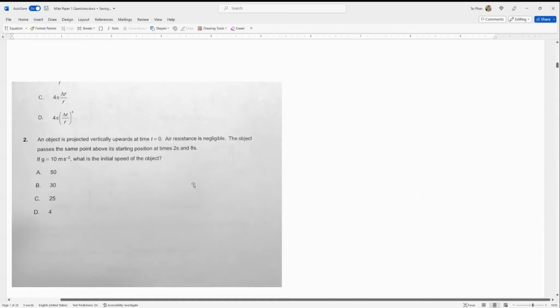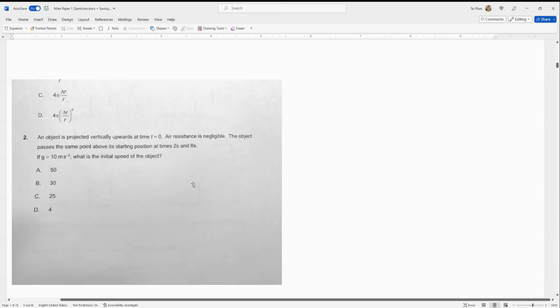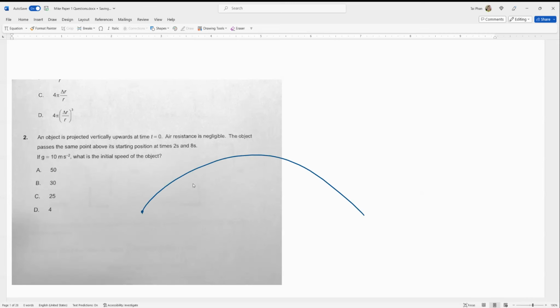The next one: an object is projected vertically upward at time t0, and air resistance is negligible. The object passes through the same point above the starting position at times 2 seconds and 8 seconds. It's a projectile motion with the starting point, which we can call O, like the origin of our coordinate system. It passes the same height above the starting position. Sorry, it's not a curve. It is projected directly vertically upward.